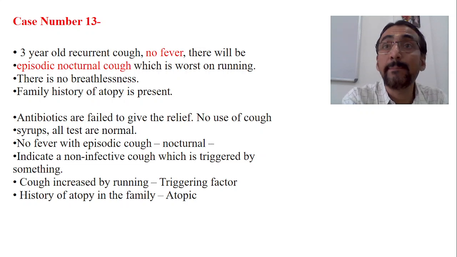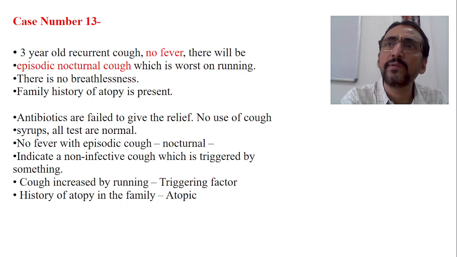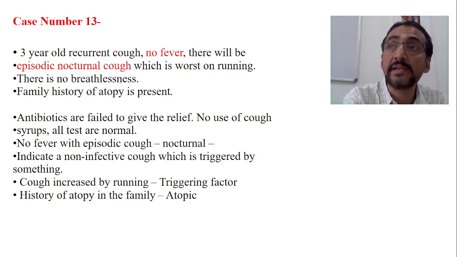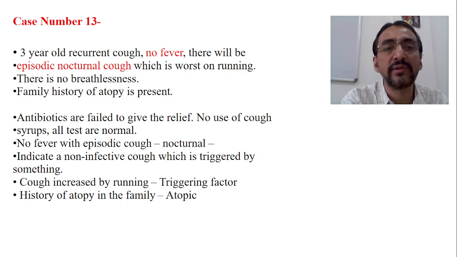So there will be an episodic nocturnal cough. The cough comes in episodes, in the night hours, and it is worse on running. When the child walks fast or runs, the cough is more. Of course, there is no breathlessness, no tachypnea. Family history of atopy is present. That is quite sure. Now the things are very clear. This is something related to allergy, no doubt.